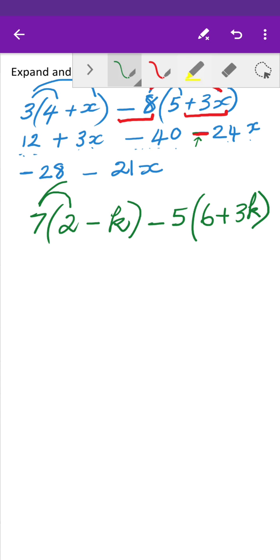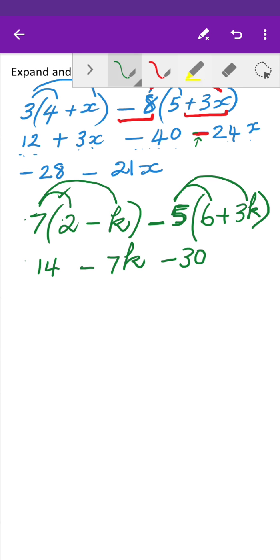7 times 2 and 7 times k. So 7 times 2 is 14, and that's a positive times a positive is a positive. Now positive 7 times a negative k, a positive times a negative is a negative. 7 times k is 7k. Good. Now 5 times 6 is 30, but a negative 5 times a positive 6 is a negative 30. So I'm going to put minus 30. And 5 times 3, this is a negative 5 times a positive 3 is a negative 15k.